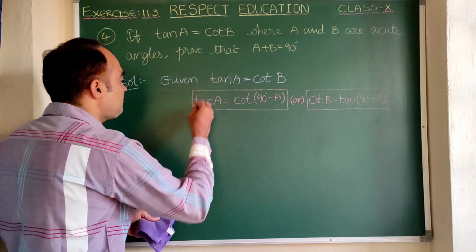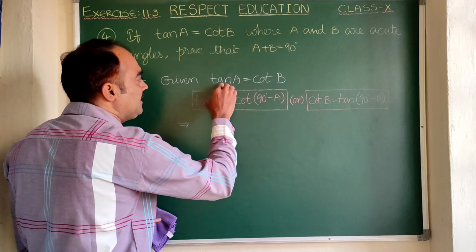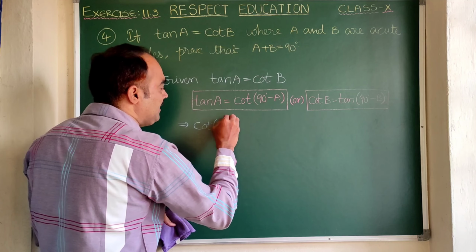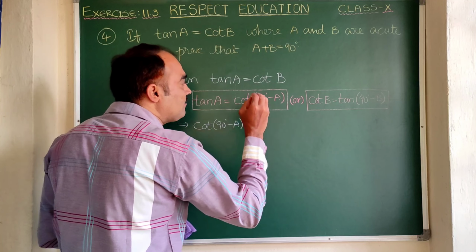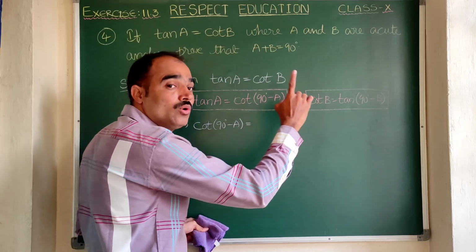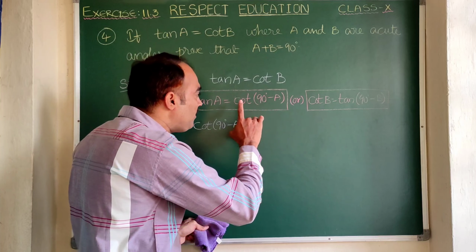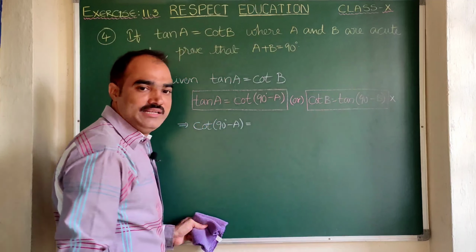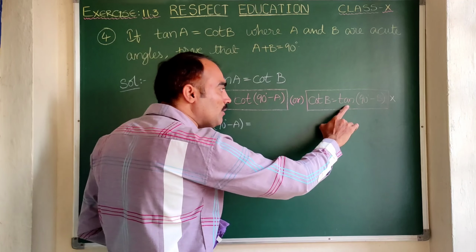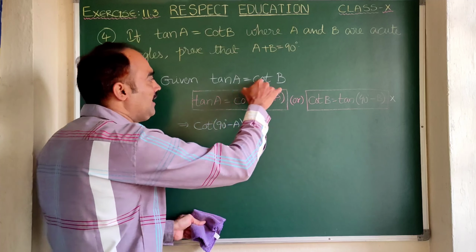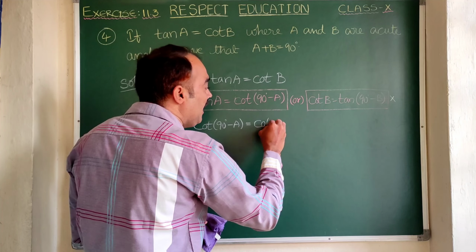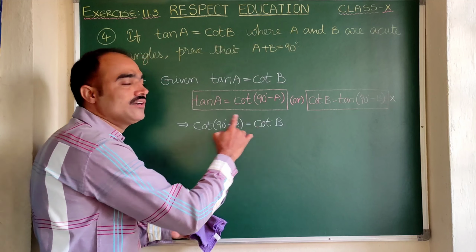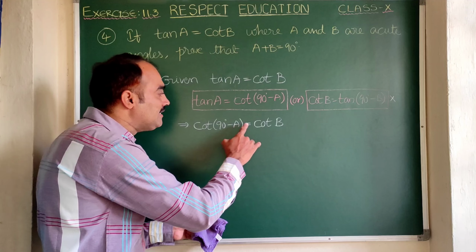Now here I would like to change tan A in terms of cot, that is cot of 90 degrees minus A is equal to cot B. I am not going to change. So when you apply this formula, then do not apply this formula. Is it clear? Yes, sir. When you apply this formula, then don't use it. Now let us write the cot B as it is, because here we are making both the ratios equal. It is cot 90 minus A is equal to cot B.